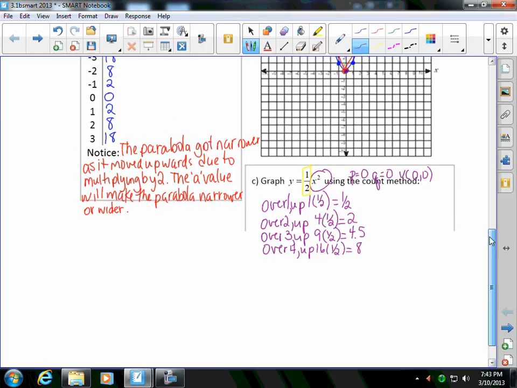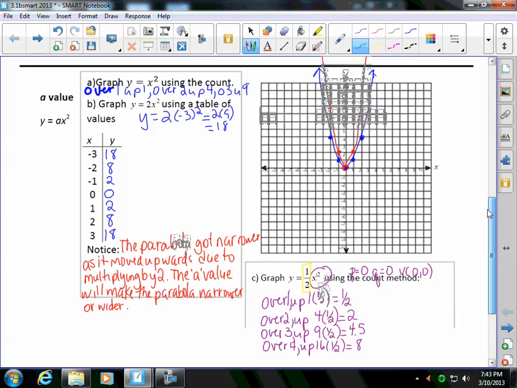So now we can plot those points. You always start at your vertex. We said vertex is 0, 0. So that's where we're going to be starting. And now we'll do our counts. So we're going over 1, up 1/2, over 1, up 1/2. Over 2, remember we always go back to the origin or to the vertex, so over 2, up 2, and then over 2 to the left, up 2.